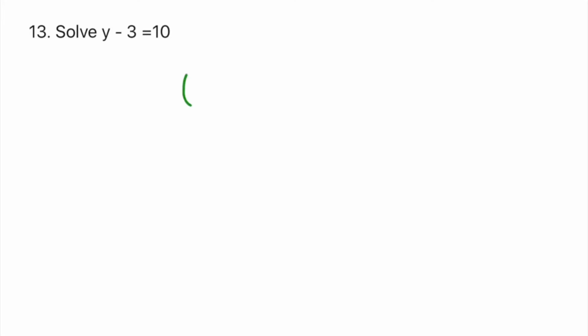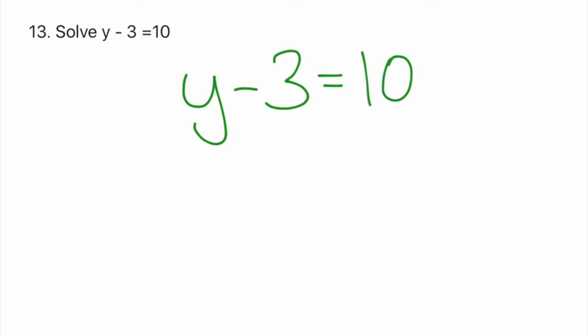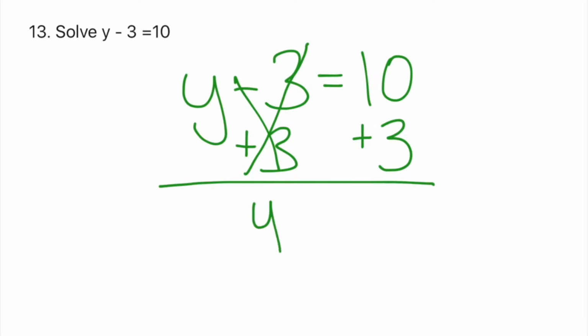Okay, next one we have y minus 3 equals 10. So this is just a one-step equation where we're trying to get our variable by itself. So we have y minus 3. We want to get rid of that minus 3, so we do the opposite, which is add 3. Because negative 3 plus 3, those will cancel. But to keep our equation balanced, we have to do it to the other side. So we get y equals 13.